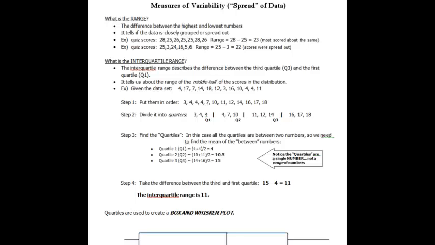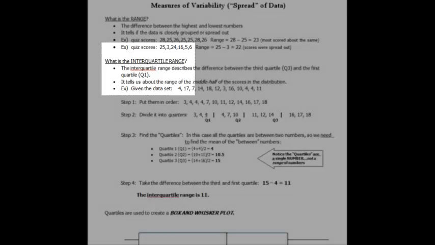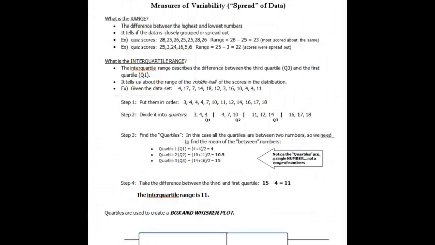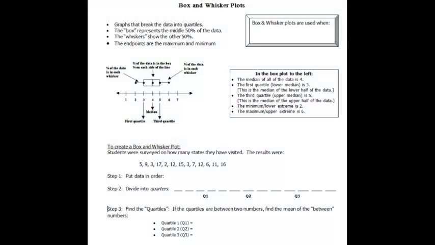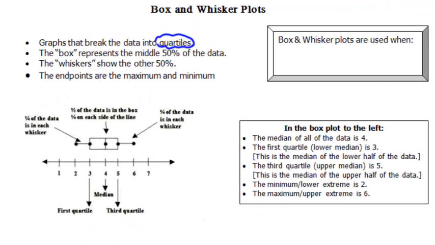What you probably have not heard of before is the interquartile range. And in order to determine the interquartile range, I'm going to take you forward in your notes again, and we're going to look at box and whisker plots. So if you want to pull that page up, it looks like this. These are graphs that break the data into quartiles, so quarters. The box represents the middle 50%, the whiskers are the other 50%, and the endpoints are my maximum and minimum. Now this is going to seem a little weird to you at first. Trust me, they're not that bad.